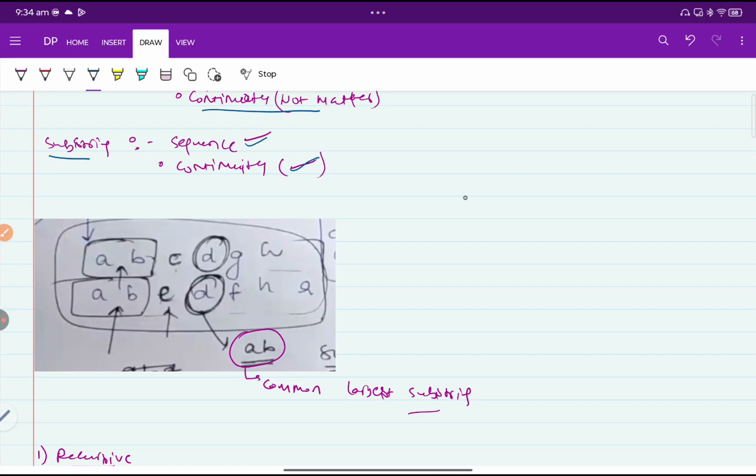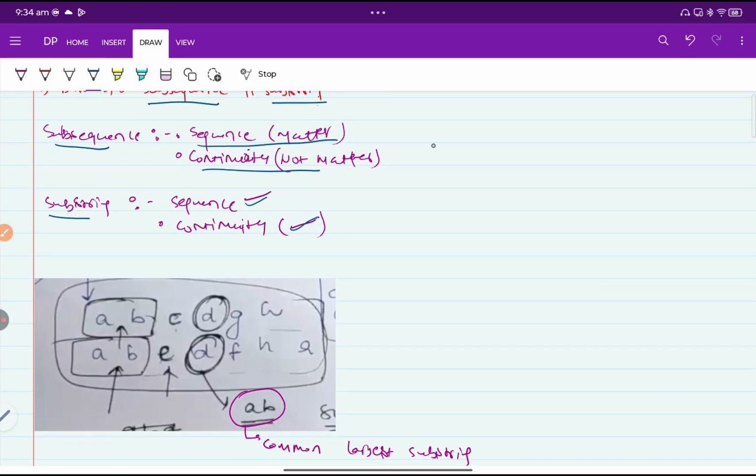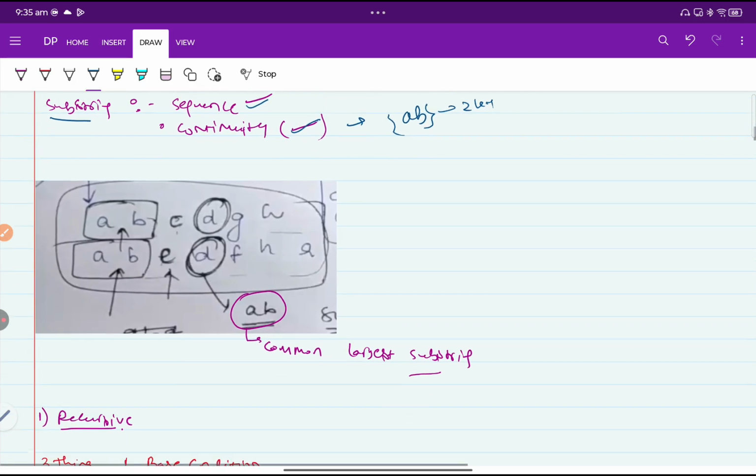In this question, with a b c d g h and a b e d f h, the longest subsequence is a b d h and its length is 4. If I talk about the substring, the maximum length common substring is ab, and its length is equal to 2. So this is a common substring.